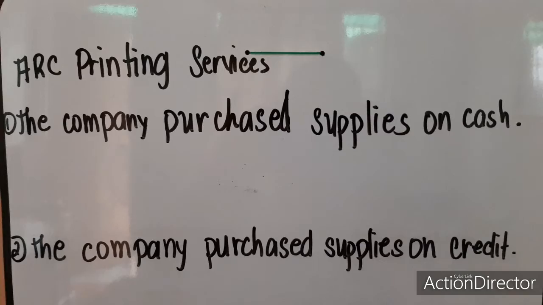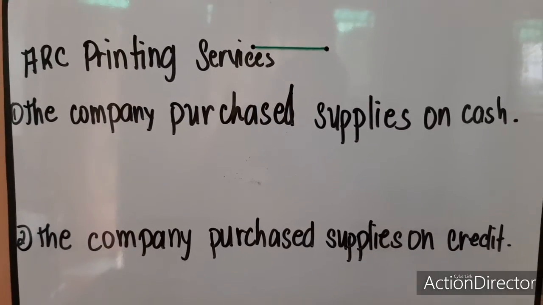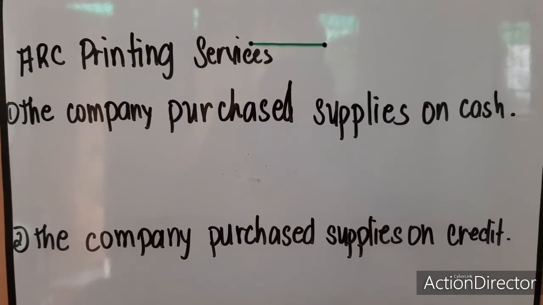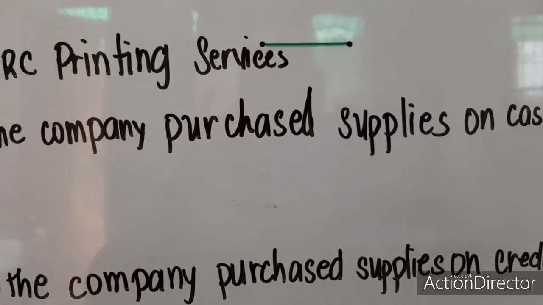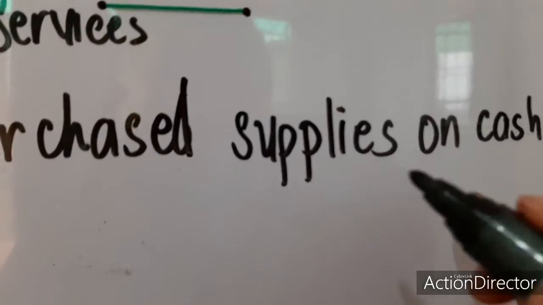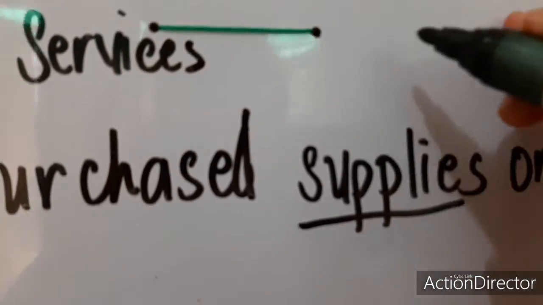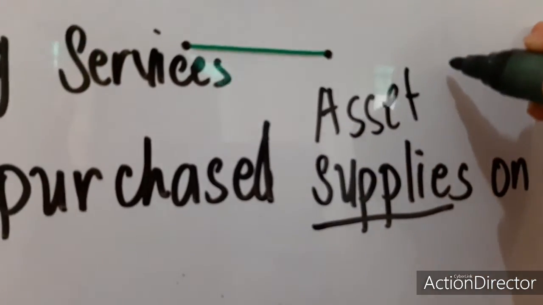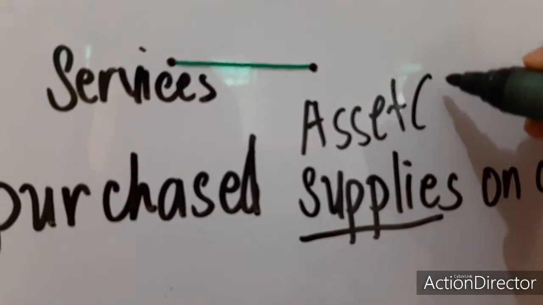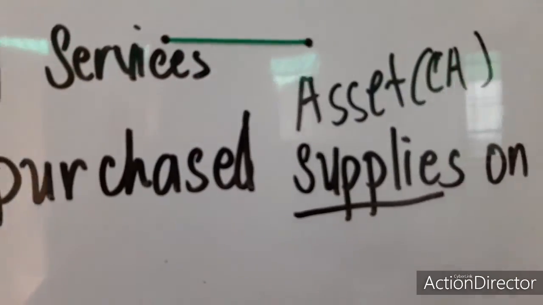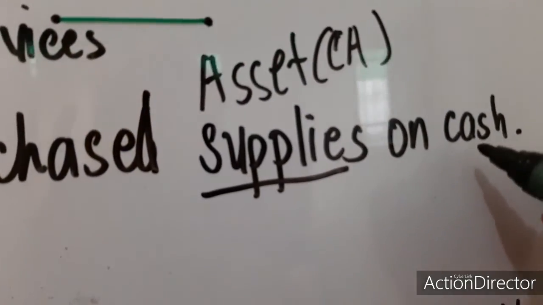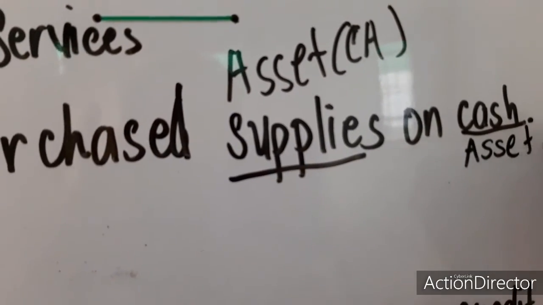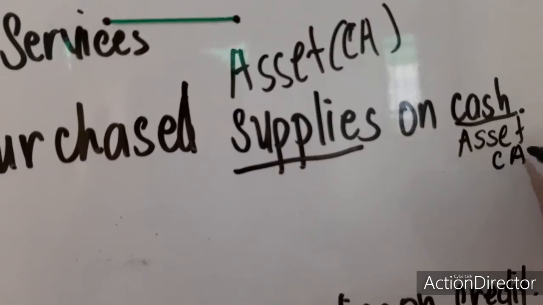So we have here an example for ARC Printing Services. For example number 1, the company purchased supplies on cash. Remember that supplies is an asset. What type of asset? This is a current asset. And we have cash. This is also an asset, and in the same way, it's a current asset.